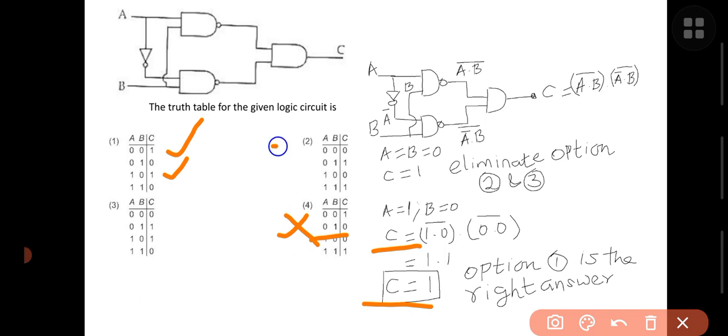Already we have eliminated option 2 and option 3, because when both inputs are 0, we should get output C equal to 1, whereas in options 2 and 3 we are getting output as 0. So this is wrong. So our final answer for this question is option 1.